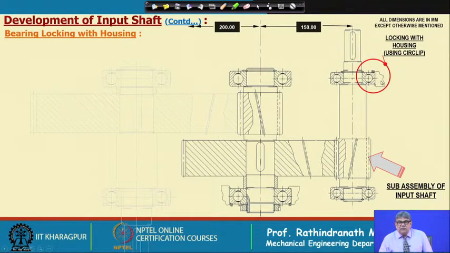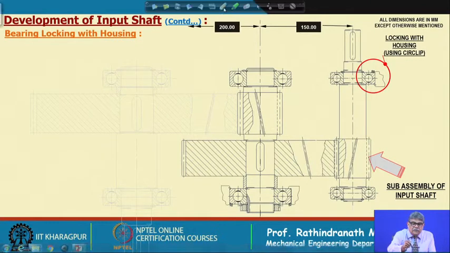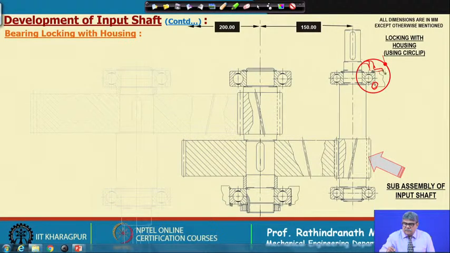Now, this locking with the housing can be made like this: for this side bearing, the housing bore is made straight, and we use a circlip there. On the other side, the bearing cover, which is something like this, along with this small portion, will come there and is fixed by the bolt. So the bearing cannot move axially, neither on the shaft nor on the housing. If necessary, a shim is used to adjust the space between the cover and housing and the bearing end. That we will again discuss when we make the detailed drawing.